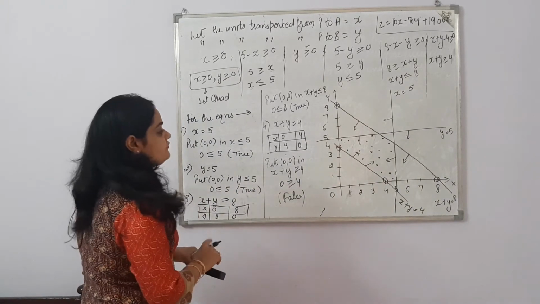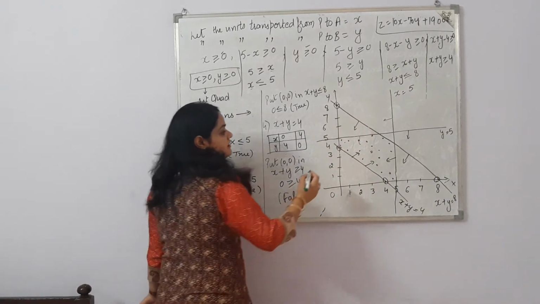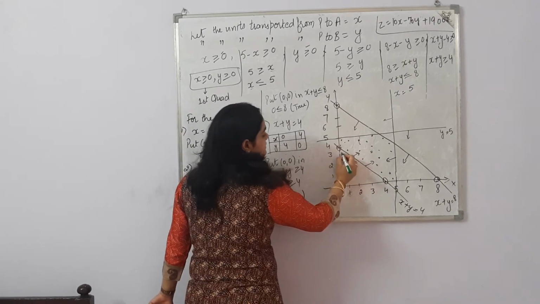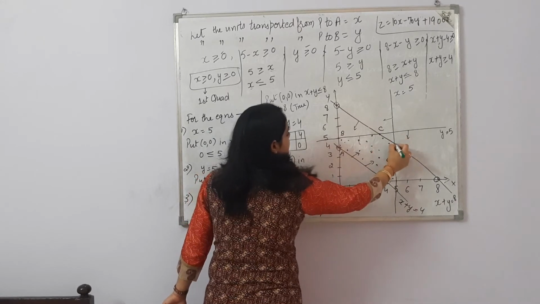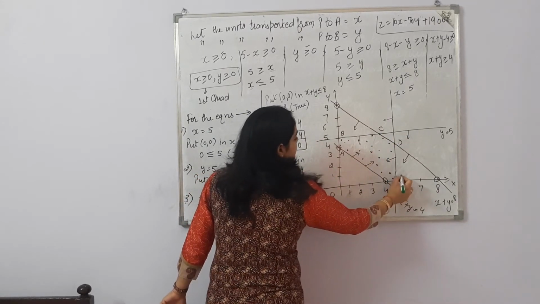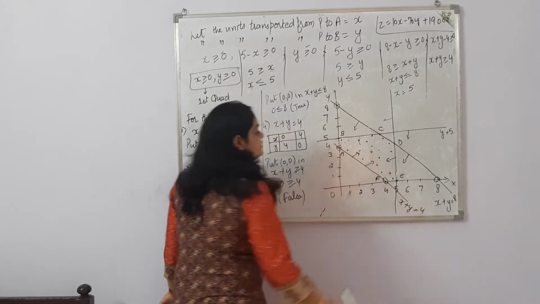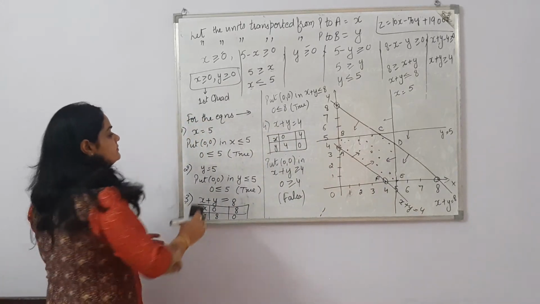Now we'll have to find all the corner points. First of all, we'll name them. First one is A. This is your B. C, D, E and F. There are a total of 6 corner points here.